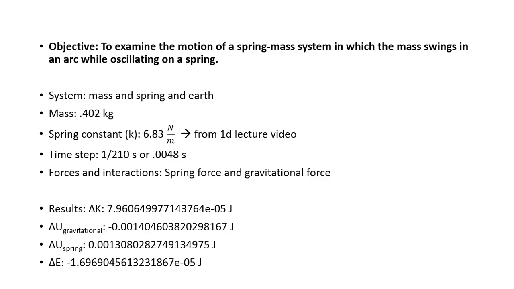Our results are that our delta K is 7.96 times e to the negative fifth joules, our U gravitational is negative 0.0014 joules, and our U spring is 0.0013 joules. Our delta E is the addition of these three, giving us negative 1.69 times e to the negative fifth joules.